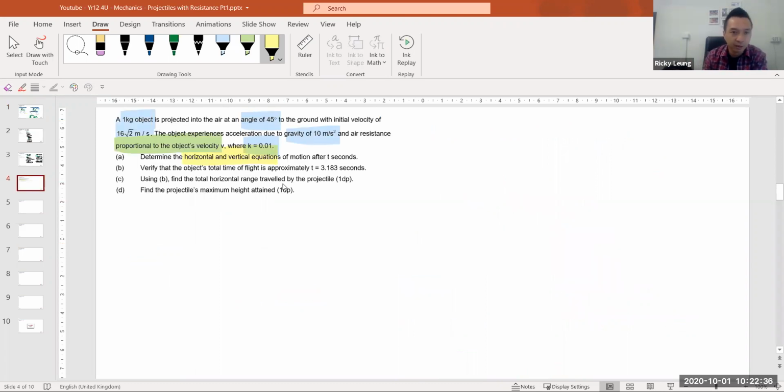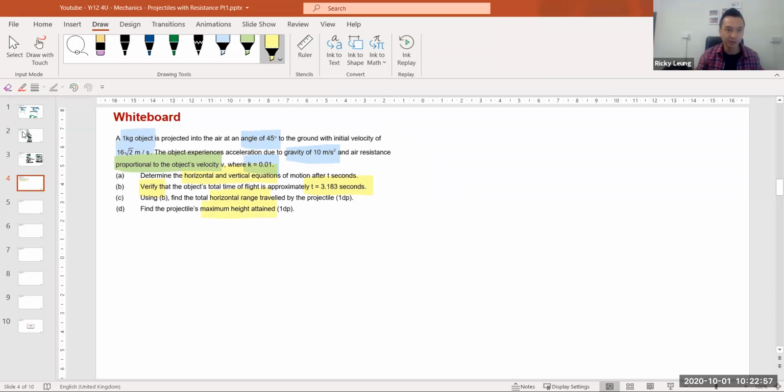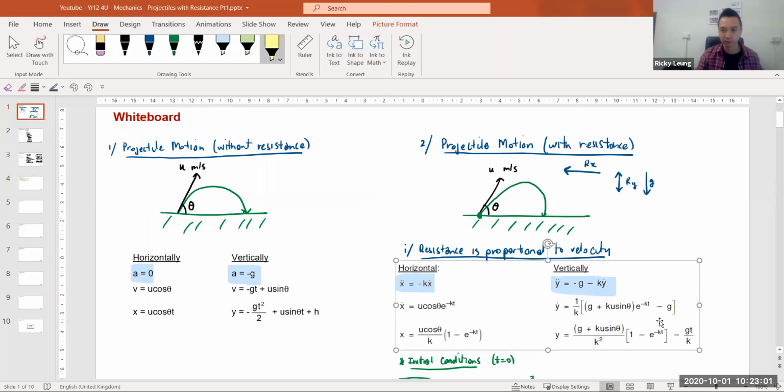So you'll see that in most, if not all, questions with resistance, they give you the time to verify that. So you just sub that in and check that the y value is 0, so it lands on the ground. And then using that total time of flight, we can find horizontal range, and max height is unchanged in terms of approach.